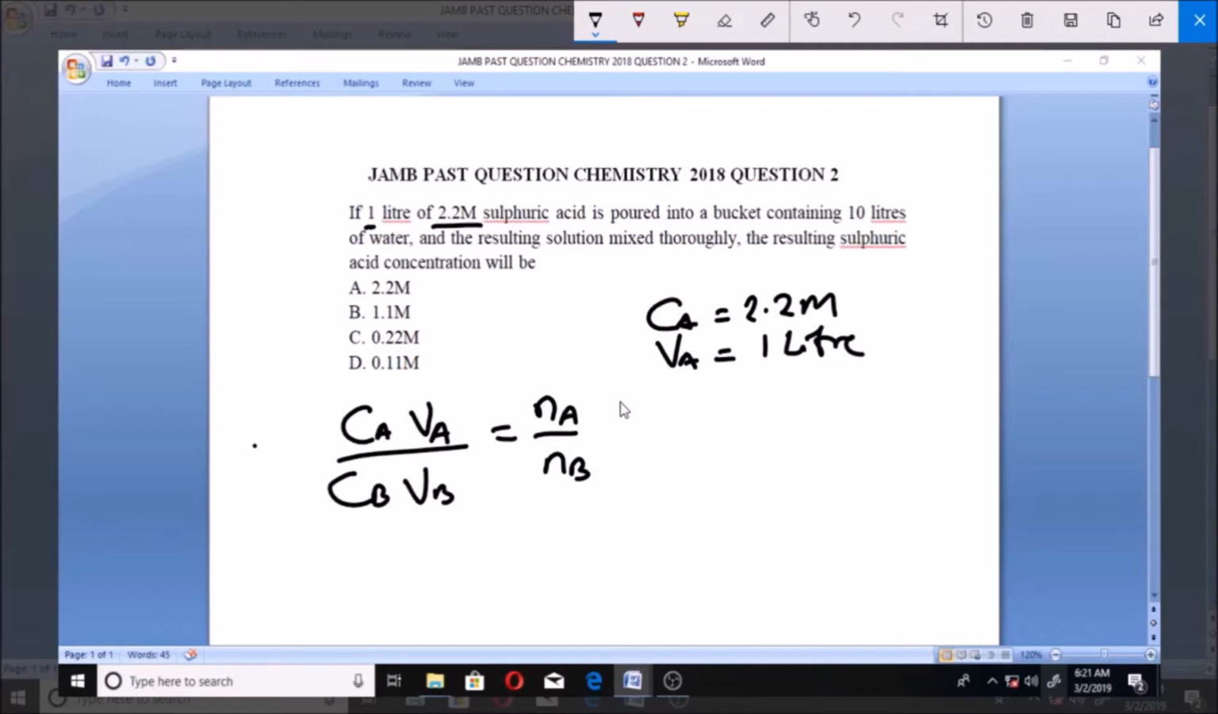Now, what is Cb, which is the resulting concentration when it is thoroughly mixed, which we don't actually know. Now, what is Vb, which is the volume of the water this time around, which we are given as 10 liters, so we have 10 liters. Now, what is the number of moles involved?